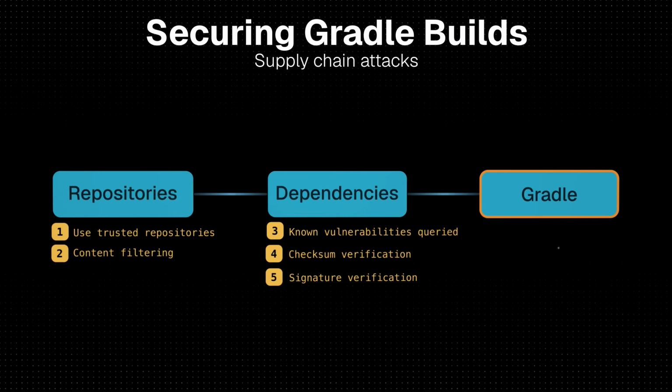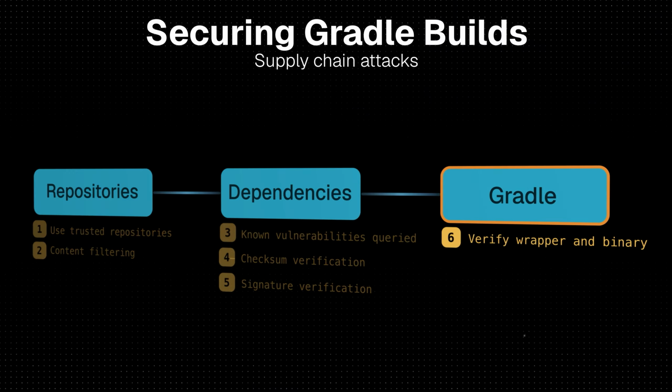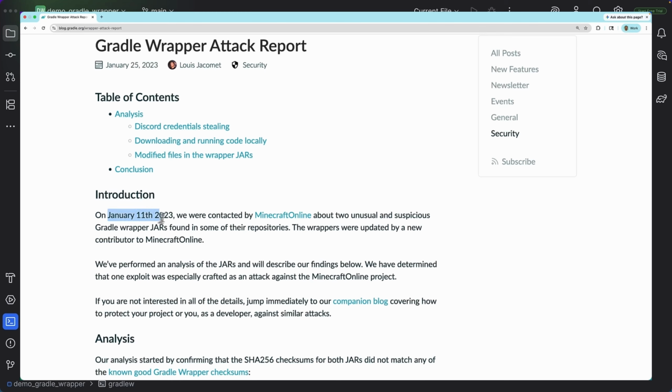In this chapter, we will learn how to validate the Gradle wrapper and binary distribution that are being used for your builds. On January 11th, 2023, the Gradle team was contacted by maintainers of the Minecraft Online community regarding a security breach to their supply chain. A new contributor to the project had submitted a change request which got approved and merged. This change request included patched Gradle wrapper jars containing malicious code.